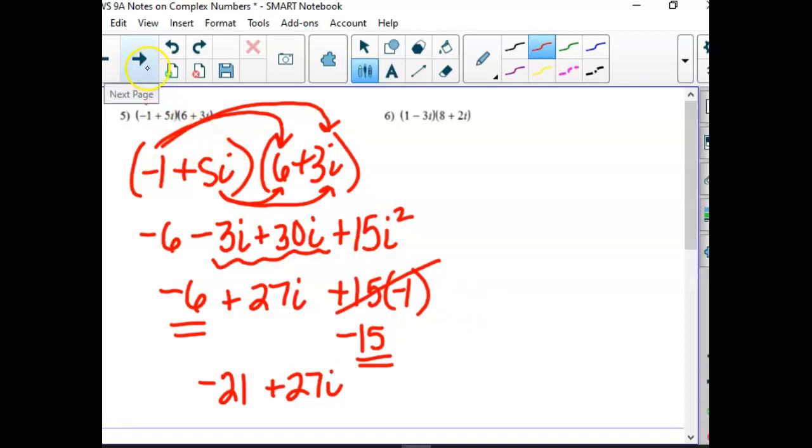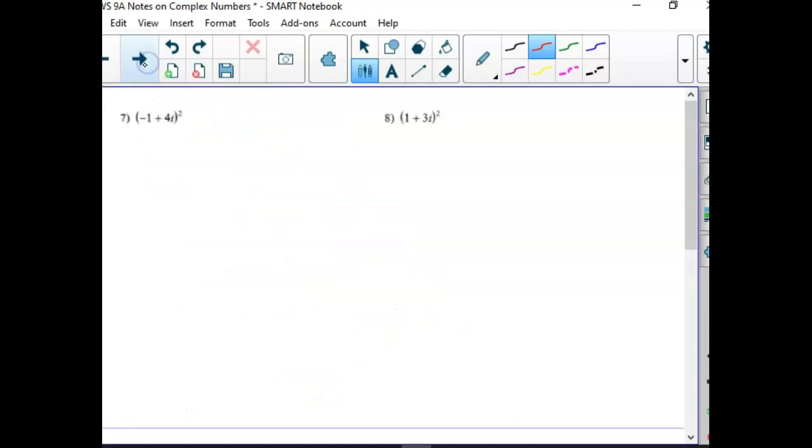So it's just FOILing and treating everything like a variable until that very last step, and i squared gets replaced with a negative 1. All right, you cannot shortcut this. You have to do the FOIL.